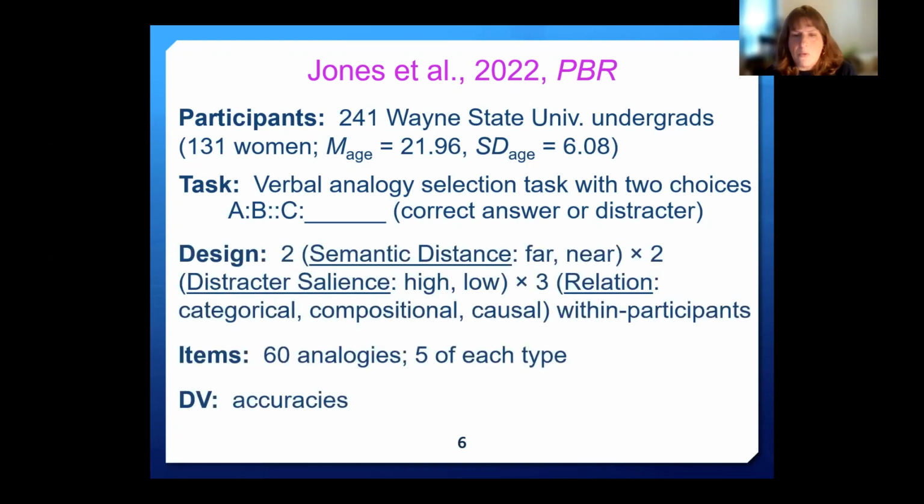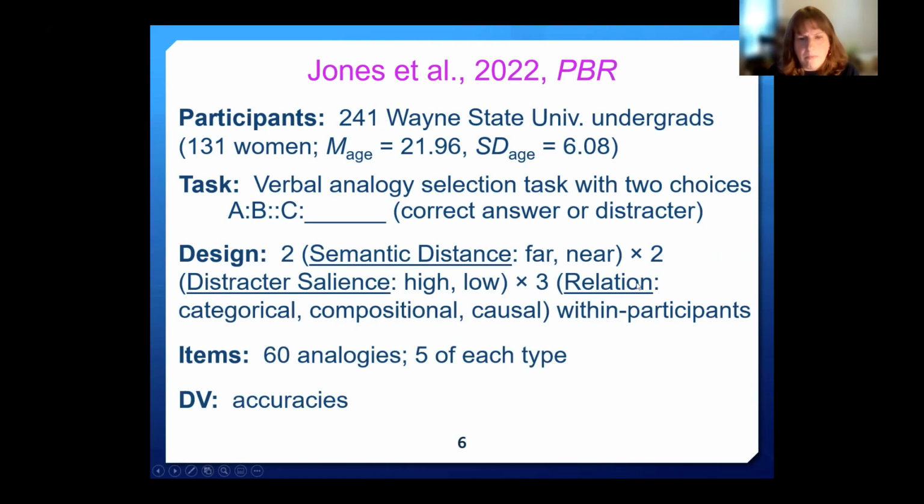The design was a 2 by 2 by 3 with semantic distance varied between far and near, and distractor salience high or low. And for the relation type, we looked at 3 commonly used analogical relations: categorical, compositional, and causal.